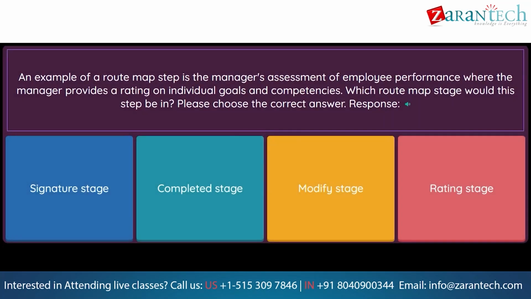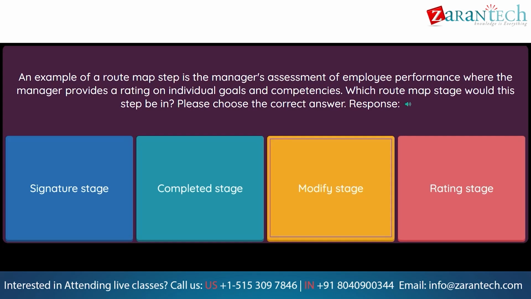Question: An example of a route map step is the manager's assessment of employee performance, where the manager provides a rating on individual goals and competencies. Which route map stage would this step be in? Please choose the correct answer. Response: Option 1, signature stage. Option 2, completed stage. Option 3, modify stage. Option 4, rating stage.